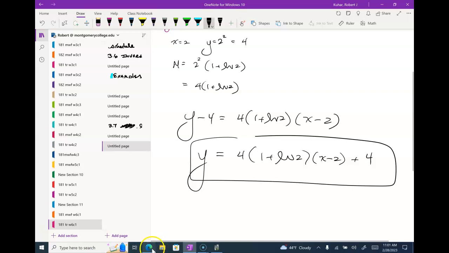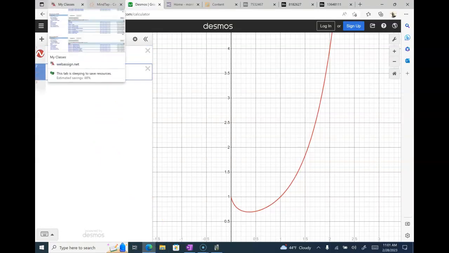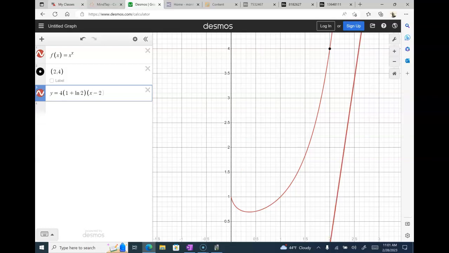On Desmos, I've got the point 2 comma 4, right? Yes? And I have the tangent line of y equals 4 times 1 plus the ln of 2 times the quantity of x minus 2 plus a 4. Boom, tangent line.